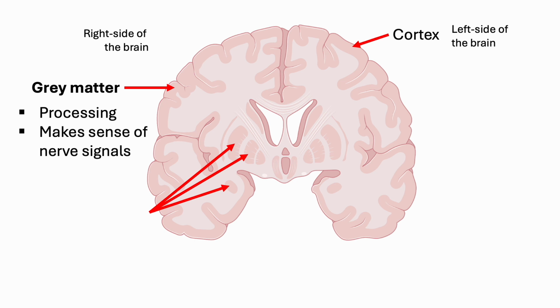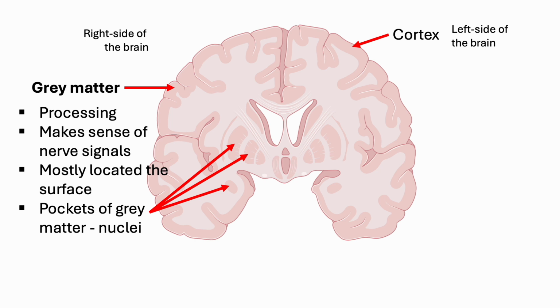Much of the grey matter is located on the outside surface of the brain, so forming the bark or cortex of the brain. Having said this, there are pockets of grey matter deeper in the brain substance, where they form nuclei controlling some basic functions of the body.